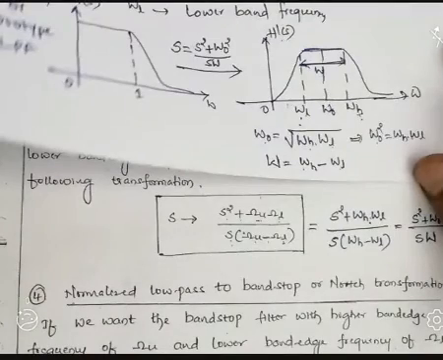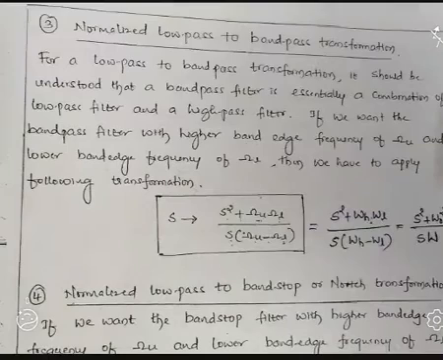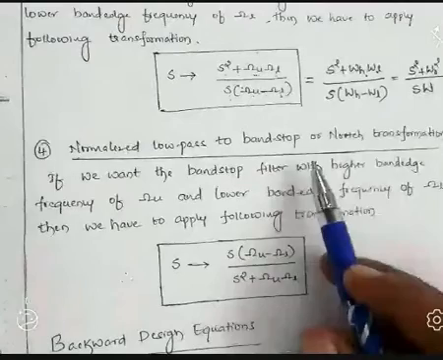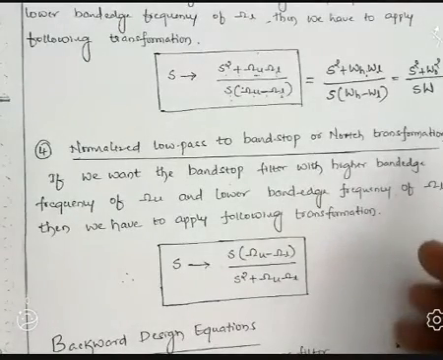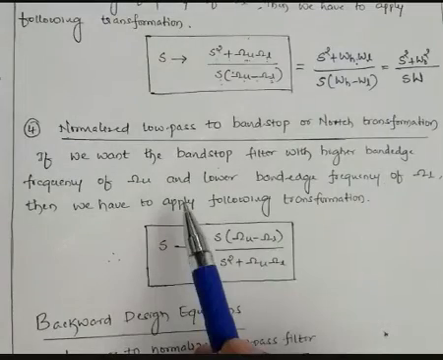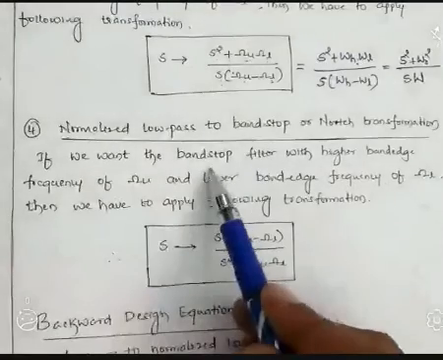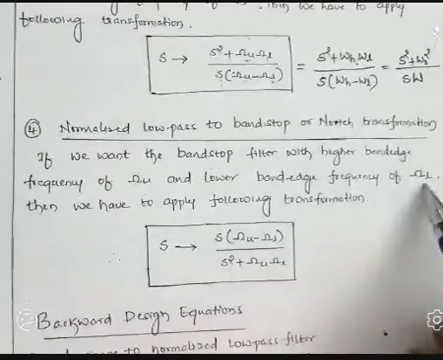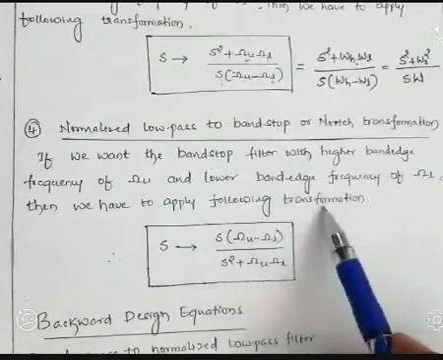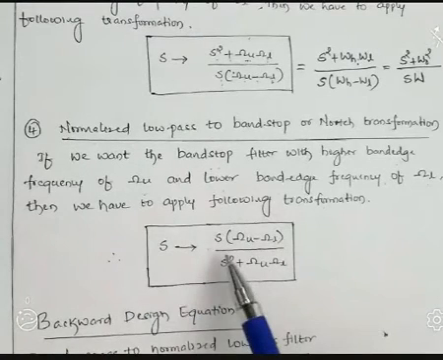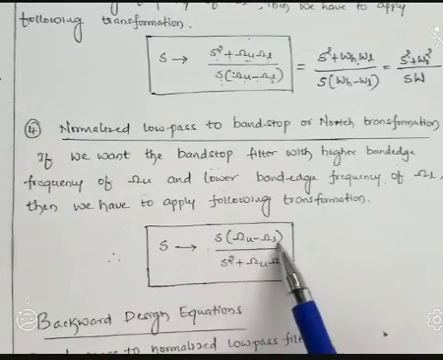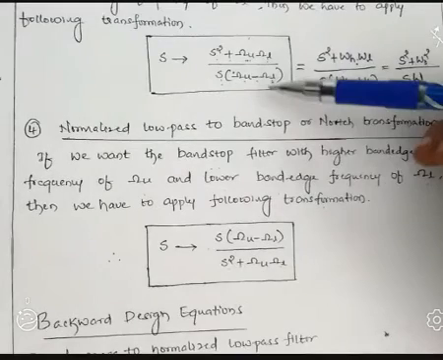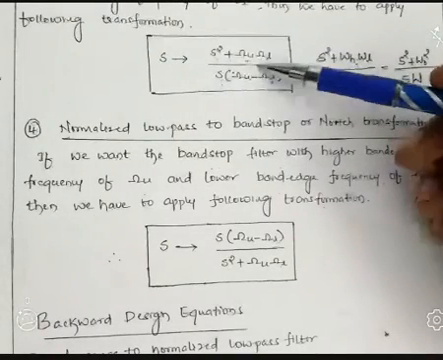Okay, let's move on to the next topic, that is normalized low pass filter to band stop or notch transformation. How we perform this is a simple thing. If you want the band stop filter with higher band edge frequency of omega u and lower band edge frequency of omega l, then we have to apply the following transformation: s is replaced by s multiplied by omega u minus omega l divided by s square plus omega u into omega l. See, you can compare these two expressions, it is the reciprocal of this one, correct?